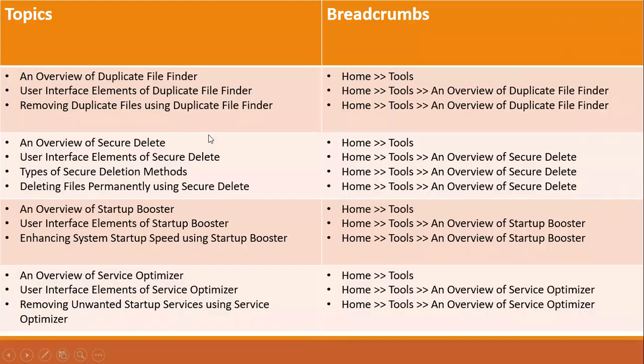Okay, so let us look at the breadcrumbs. Now home is the home page, or the main where the control is passed back to the main page. So from there you move on to tools. Like in this case, an overview of duplicate file finder, you have home, tools. So this is how we have built the breadcrumbs. Clicking on each one of these will take you to the next topic. So we have built the breadcrumbs.